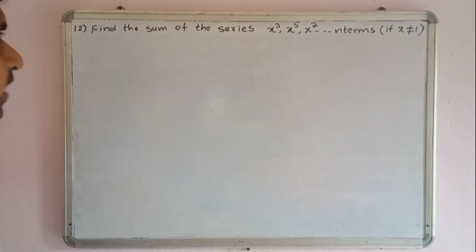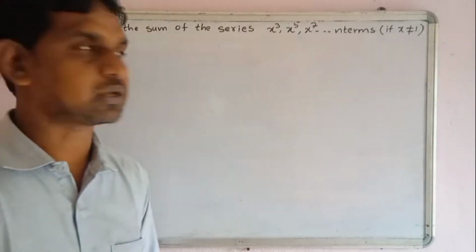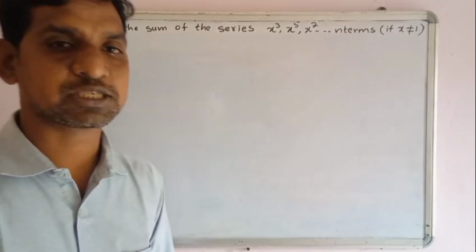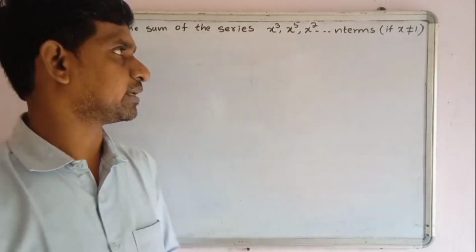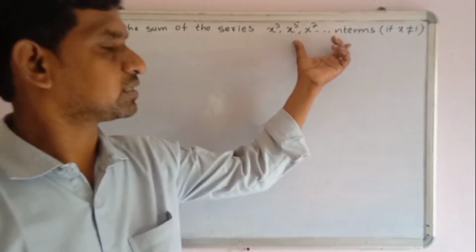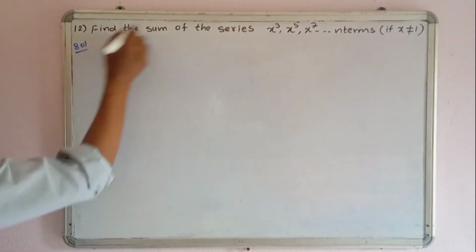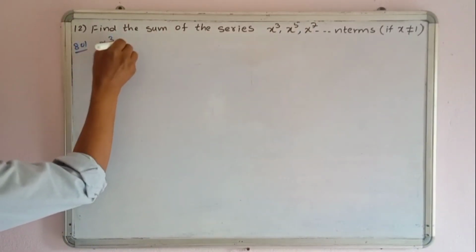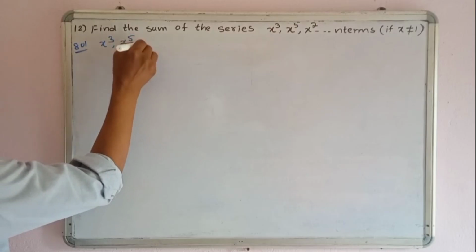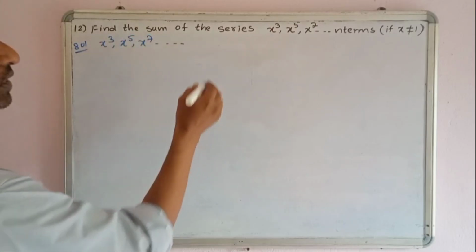Problem 12. Find the sum of the series x cube, x power 5, x power 7, and so on, to n terms. We need to say what the sum of n terms is for this series. So the solution. What is the given series? x cube, x power 5, x power 7, and so on, n terms.